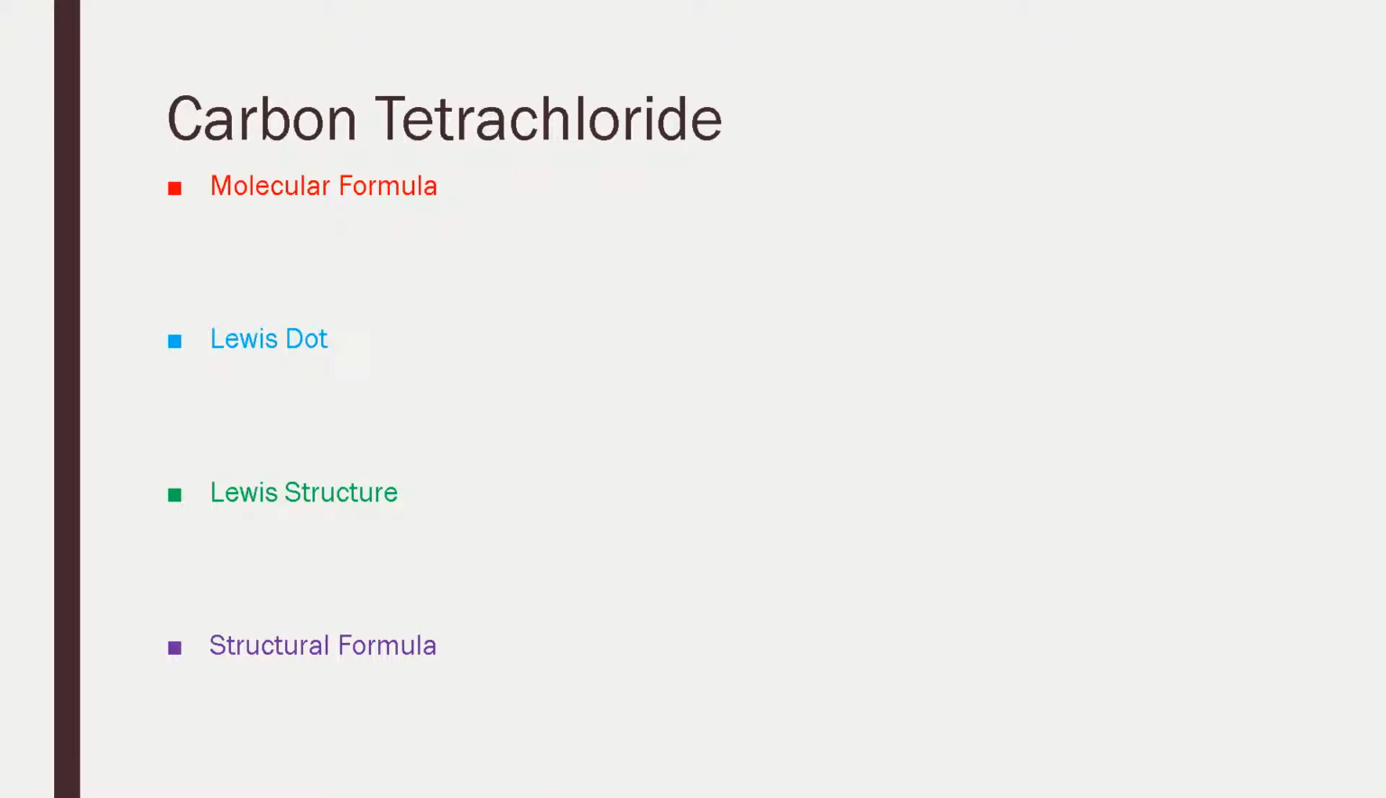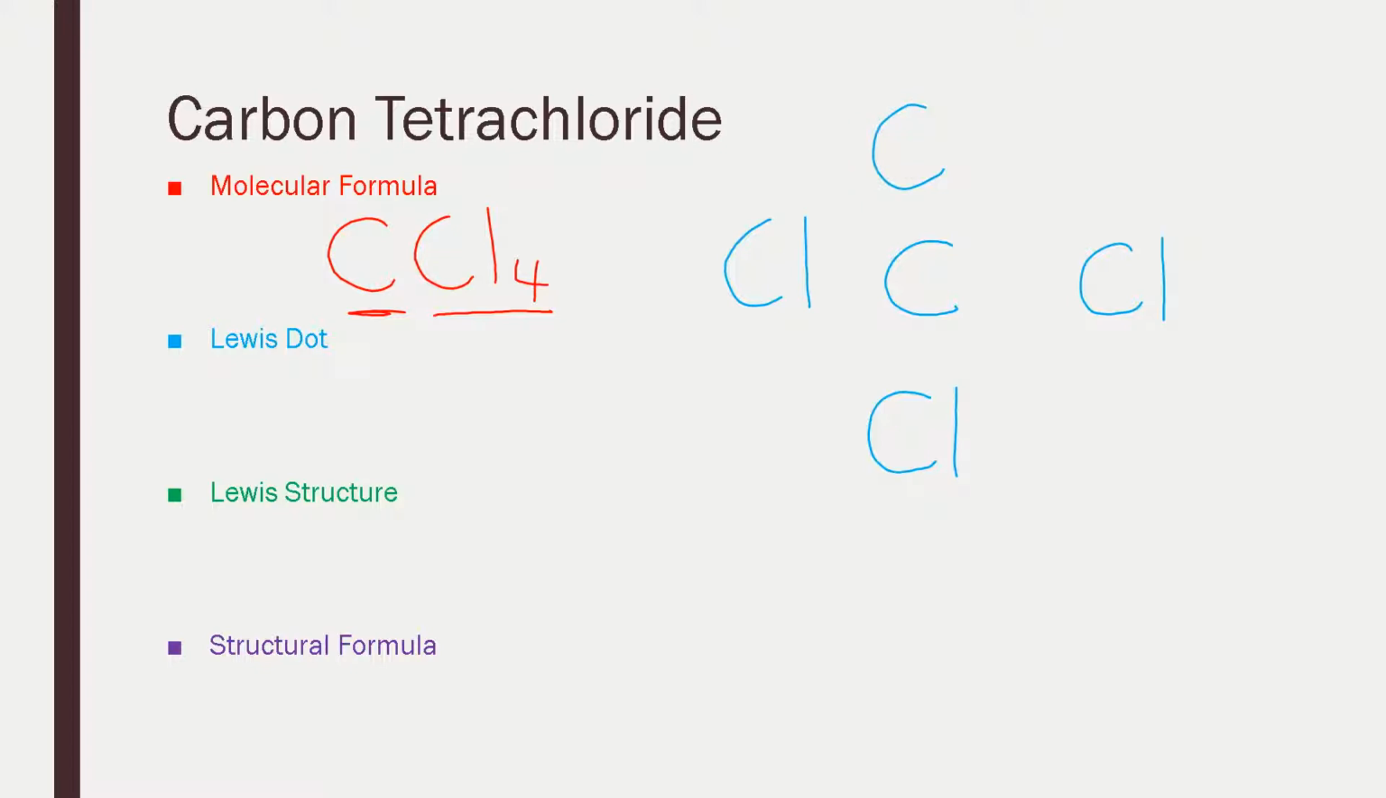Next, we have carbon tetrachloride. The molecular formula for carbon tetrachloride is CCl4. Carbon here, and then tetrachloride there. Now our Lewis dot structure, this is where it gets a little more messy because we're working with more electrons, but it will show a C in the center, and then we will have 4 Cl's surrounding. Now those will all be connected like this.